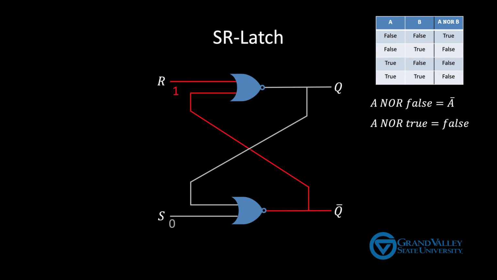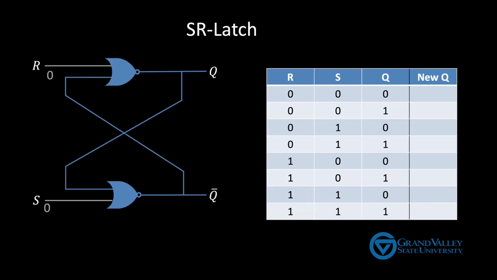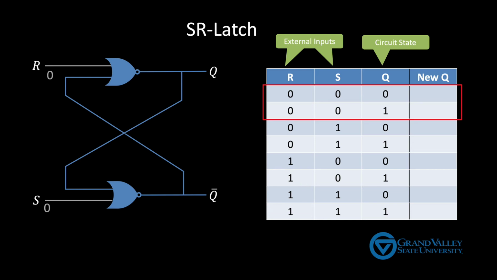Because this circuit stores data, a truth table isn't sufficient to describe its behavior. Instead, we use something called a characteristic table. That may sound fancy, but it's just a truth table where some of the columns represent the circuit's inputs and other columns represent the circuit's state. As we just saw a minute ago, when R and S are both 0, the NOR gates behave like NOT gates, and so the circuit just maintains its current state. In other words, Q doesn't change.